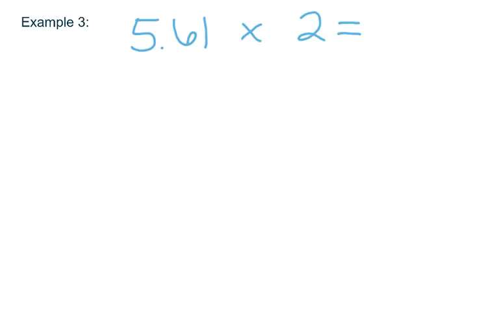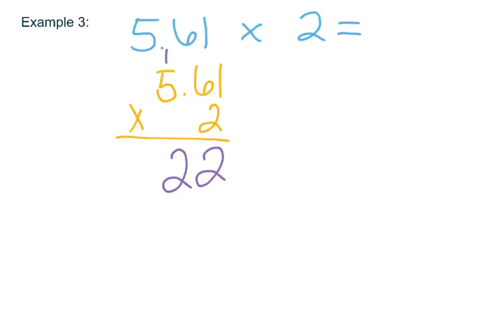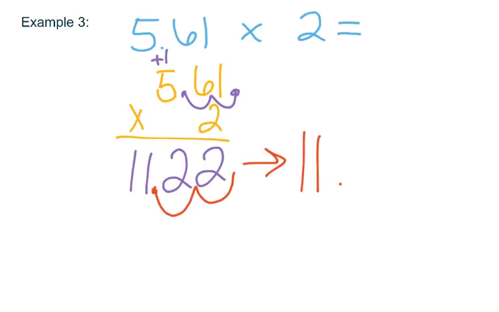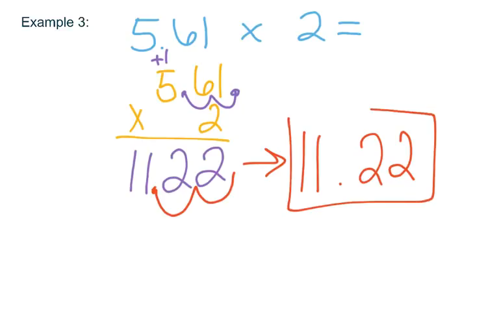Next example is looking at a decimal times a whole number. So, like I've said before, align the numbers by stacking them. So I have 5.61 times 2. So I'm going to do 2 times 1 is 2, 2 times 6 is 12, carry the 1, 2 times 5 is 10, plus 1 is 11. And then I can see that I have 2 numbers behind the decimal point. I only have a decimal in one number, so I'm going to go ahead and add my decimal point back in and move it in 2 spaces, giving me a final answer of 11.22.